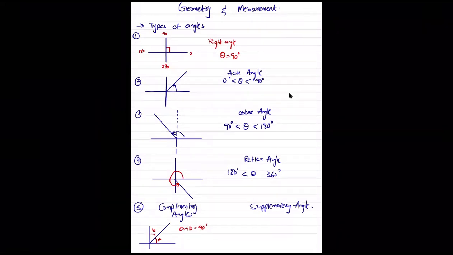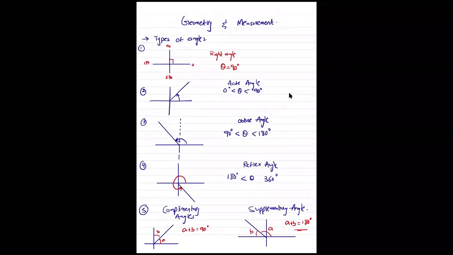These are complementary angles. And in supplementary angles, the two angles must add up to what? 180. Two angles, angle A and B, must add up to 180 degree. So angle on a straight line is always 180 degree. This was 6. Let's look at 7.